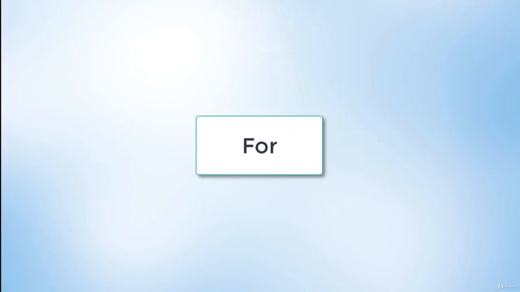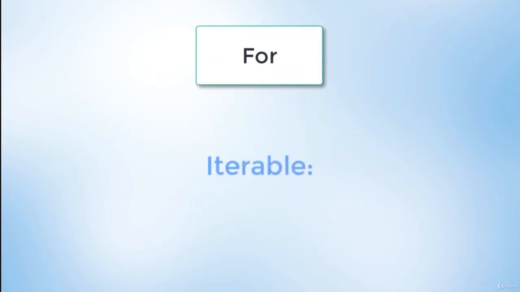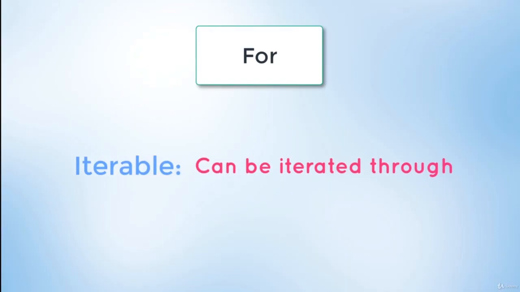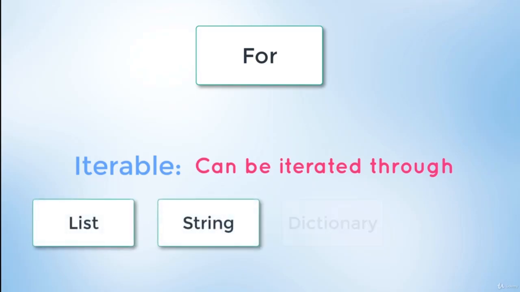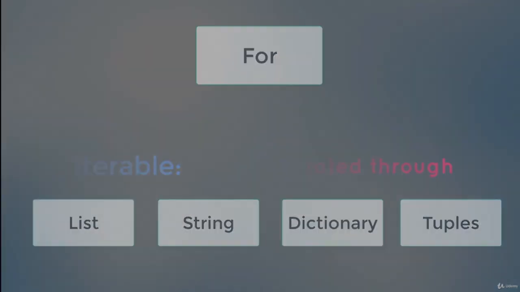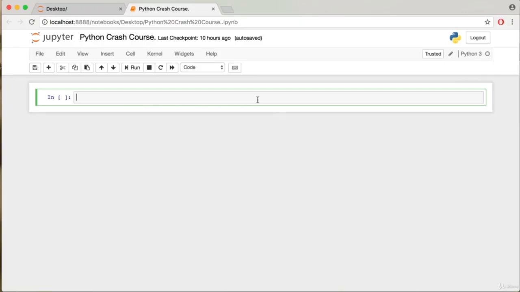A for loop can iterate over any iterable. What is an iterable? Well, as the name suggests, anything that we can iterate through, anything that can return one of its elements at a time. That includes lists, strings, dictionaries, tuples, etc. We'll start our example by iterating over a list. In Jupyter Notebook, declare a list months is equal to January, February, and March.